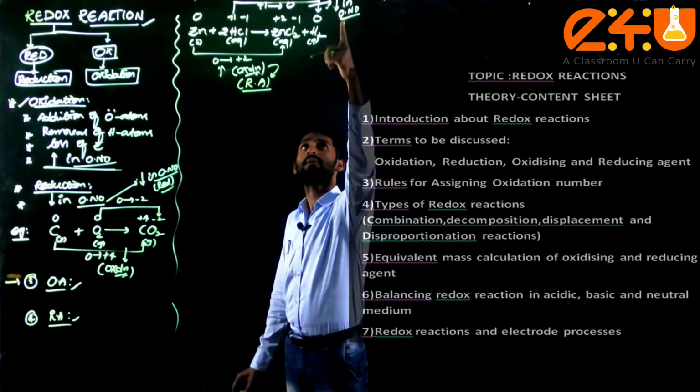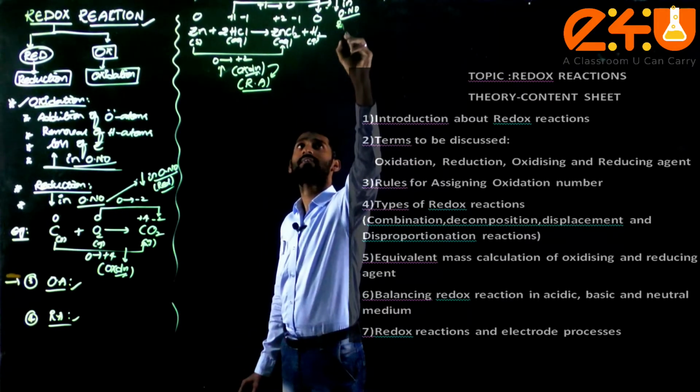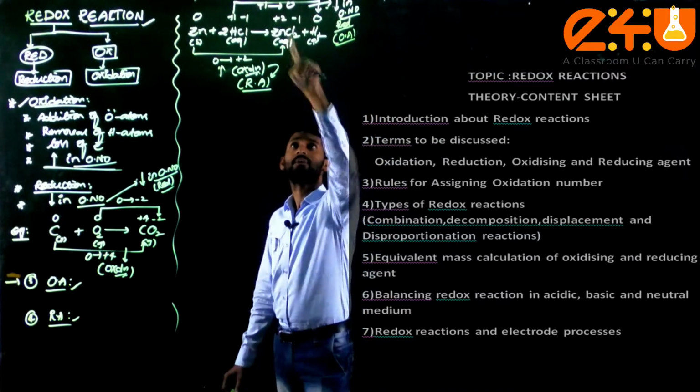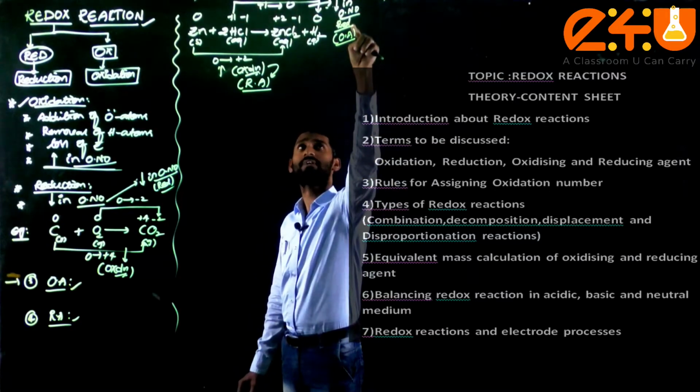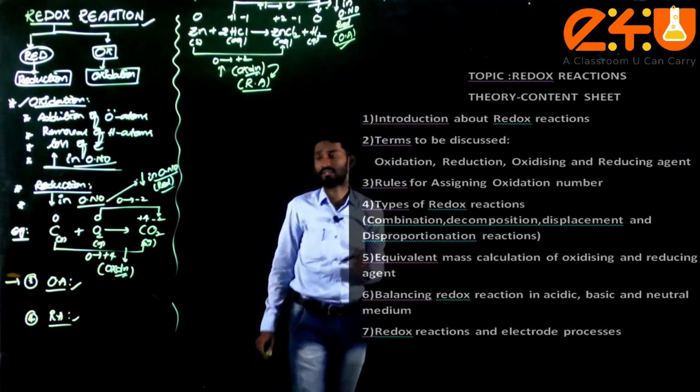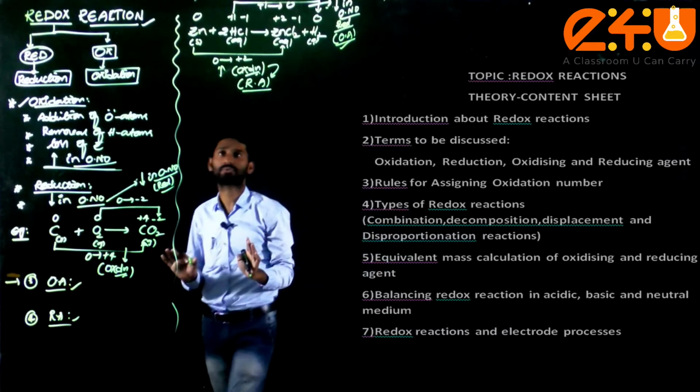Next, a decrease in oxidation number is called reduction. Reduction means the agent is the oxidizing agent. Okay, +1 to 0. The substance which undergoes reduction, or itself gets reduced, is known as the oxidizing agent. Have you all got clarity about this, my dear students?